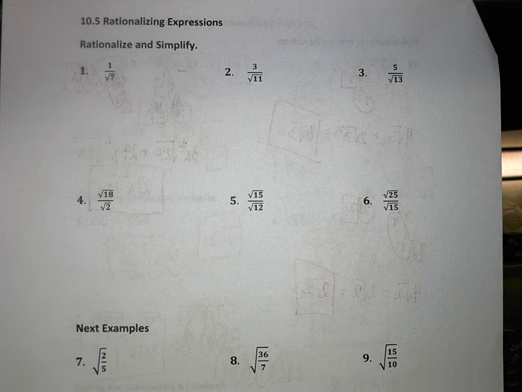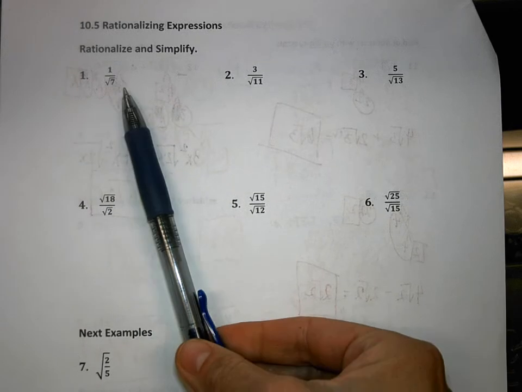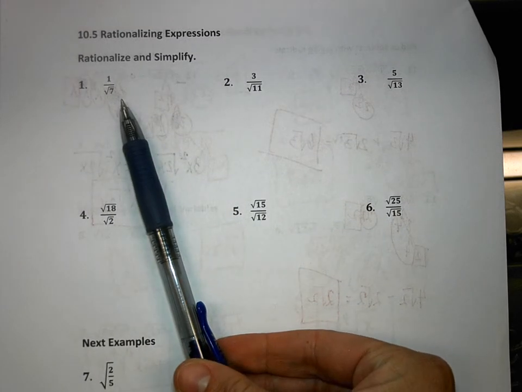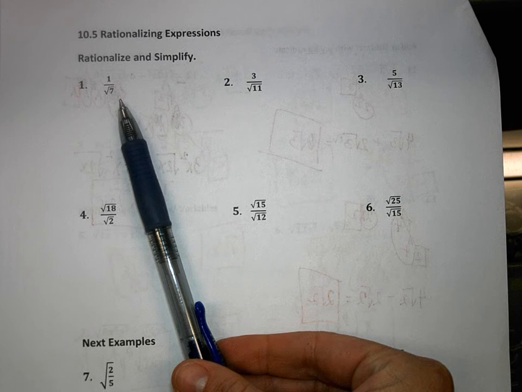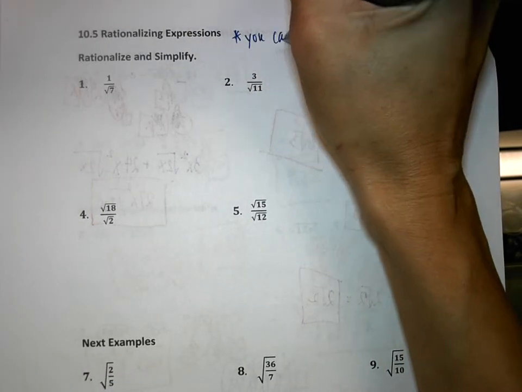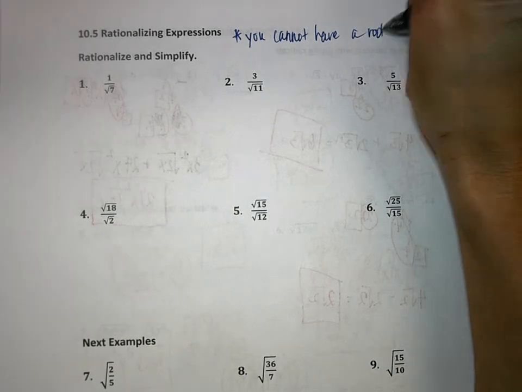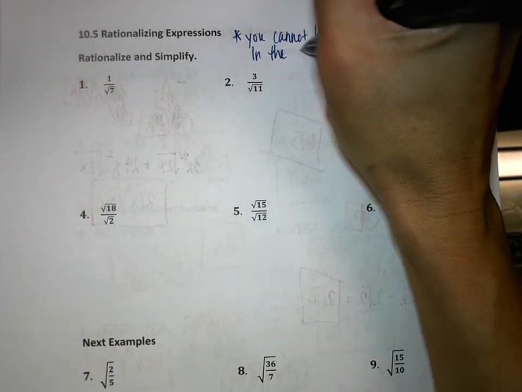10.5. Today we're talking about rationalizing expressions. What that means is, in any problem, if you have a root in the denominator, it is not an okay answer. Okay? And so we call it rationalizing the denominator. Anytime there is a root in the denominator, we have to rationalize it. Okay? So we're just going to make a note to ourselves here. You cannot have a root in the denominator.